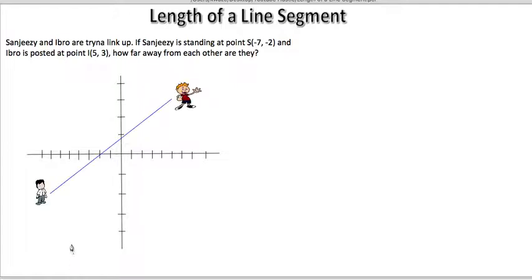Alright, so we got our point. This is Sanjeezy, bro, not Sanjay. That's his government name. I can't call him that in the streets. Sanjeezy is standing at point (-7, -2). And then we got Ebro posted at point (5, 3). They're trying to link up. How far away are they? So we can just use our formula. We called this C before, but now we're going to call it D for distance.